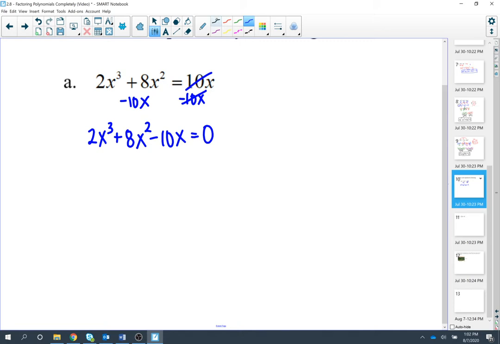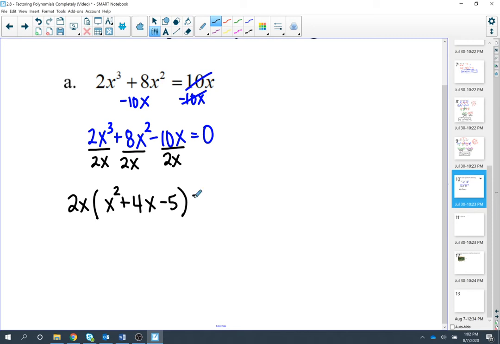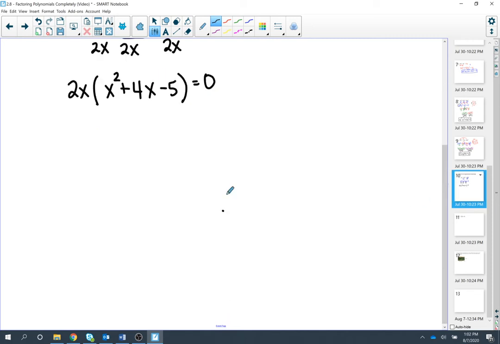So if we're going to do this by factoring, first term is positive. Is there a greatest common factor? Yes. All of these can be factored out by a 2x. So 2x, and then what's left over? We have an x squared, we have plus 4x, we have minus 5. Keep your equal 0 on there just so we can be absolutely correct.